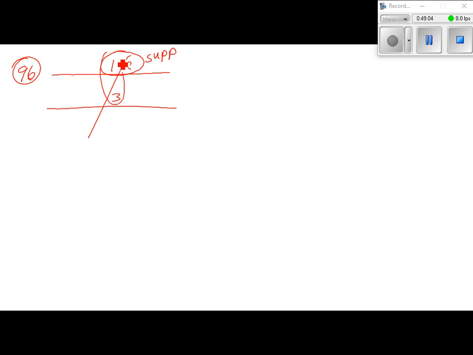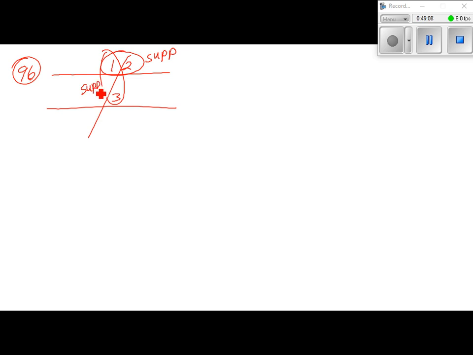Next one, number 96. They give us a picture, it looks like this. It's angle 1, angle 2, angle 3, and they tell us angle 1 and angle 2 are supplementary. Well, we already knew that, so these two are supplementary. And then they also tell us angle 1 and angle 3 are supplementary. So those two are supplementary.